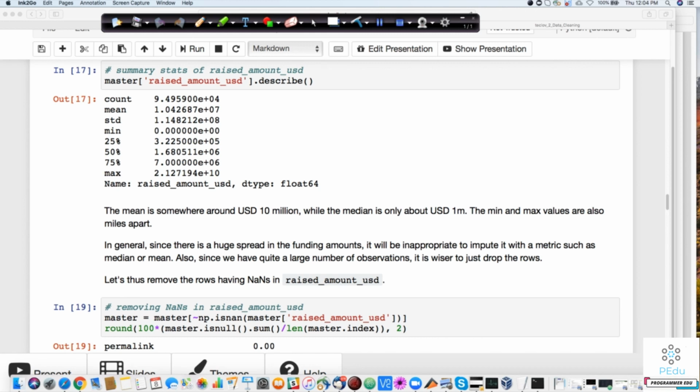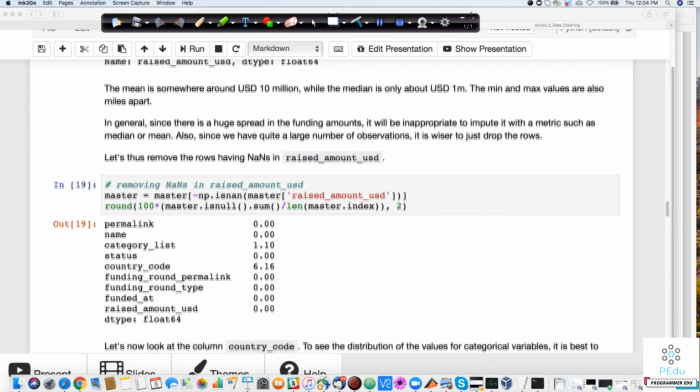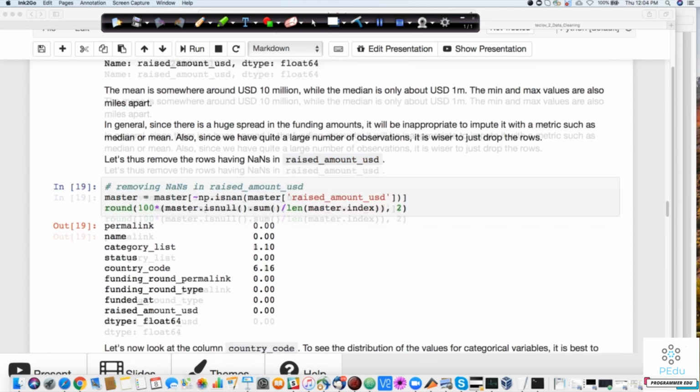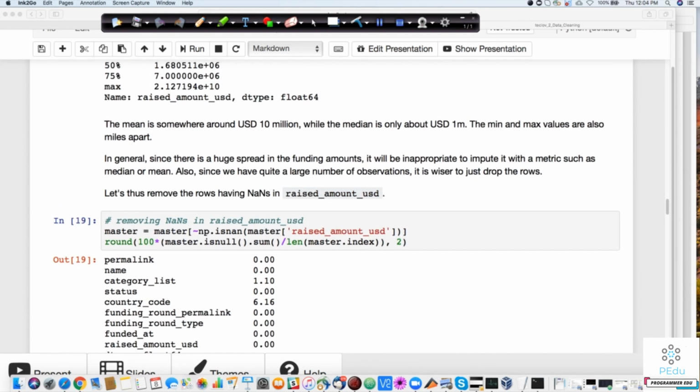So maybe you can do a median imputation or a mean imputation, up to you. Now here what we are going to do is remove that. What I've done is basically said to take only the master data frame where I don't have the missing value, right? This is the code which is going to help me remove all the missing data from it. Now let's again quickly look at how much missing data we are left with.